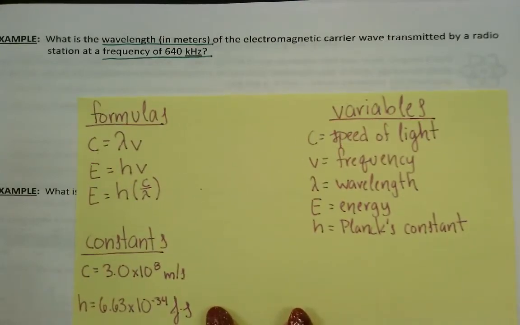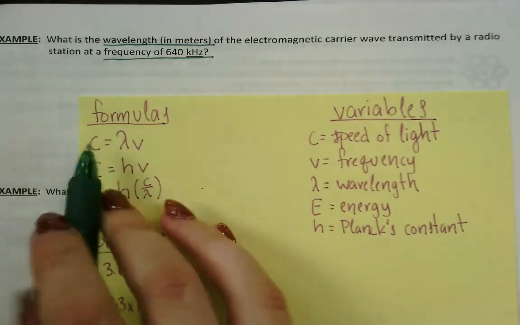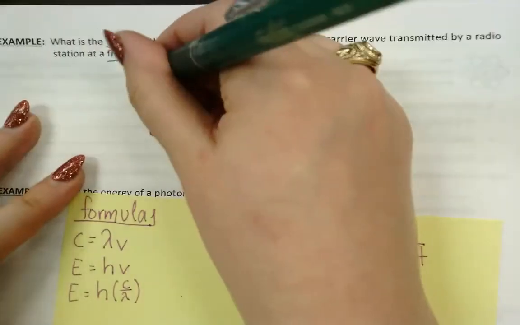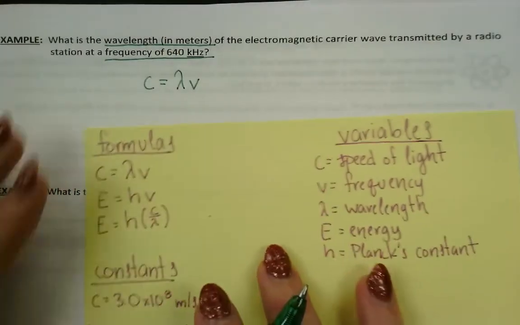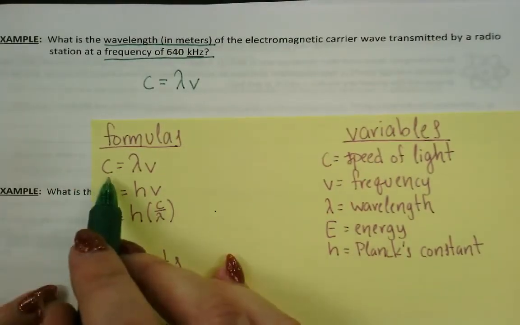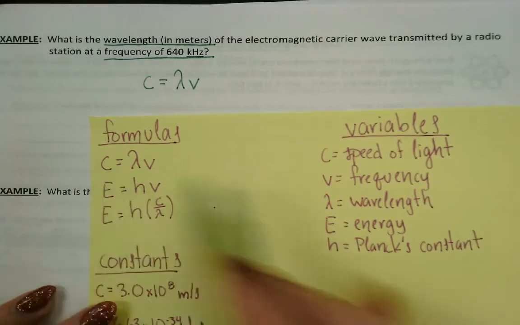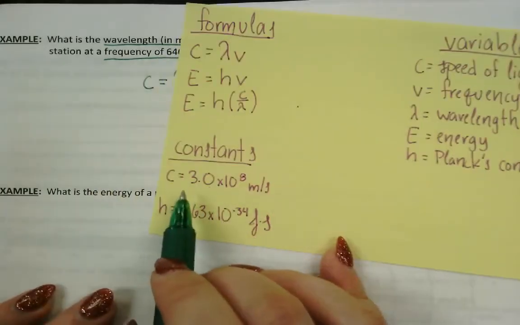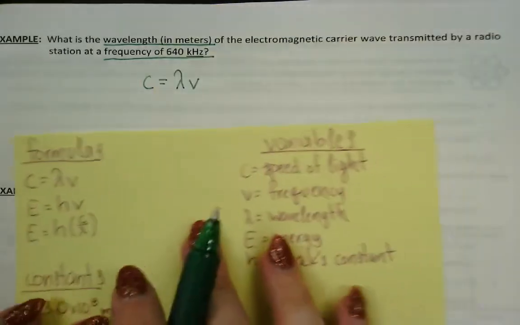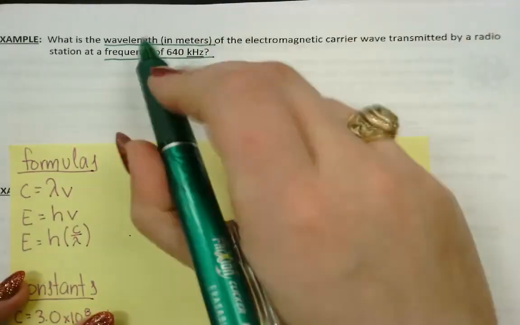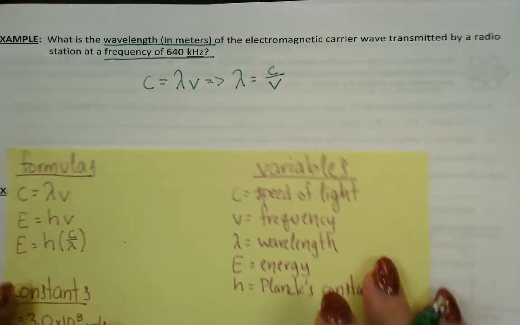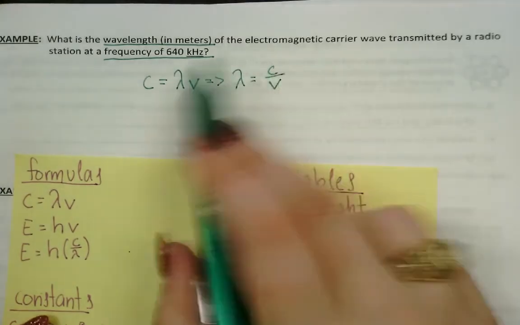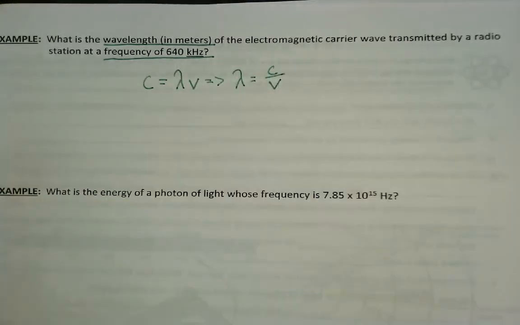Okay, so let's look at our formulas. Which one gives us wavelength and frequency? Well, that's our speed of light. So, you write that down. I'll give you a hint. Anytime you have to use this, we're going to have to rearrange it. Because guess what? Our speed of light, our c, is a constant. So we already know what that is. Let's rearrange it to solve for wavelength. We have c, we have v.